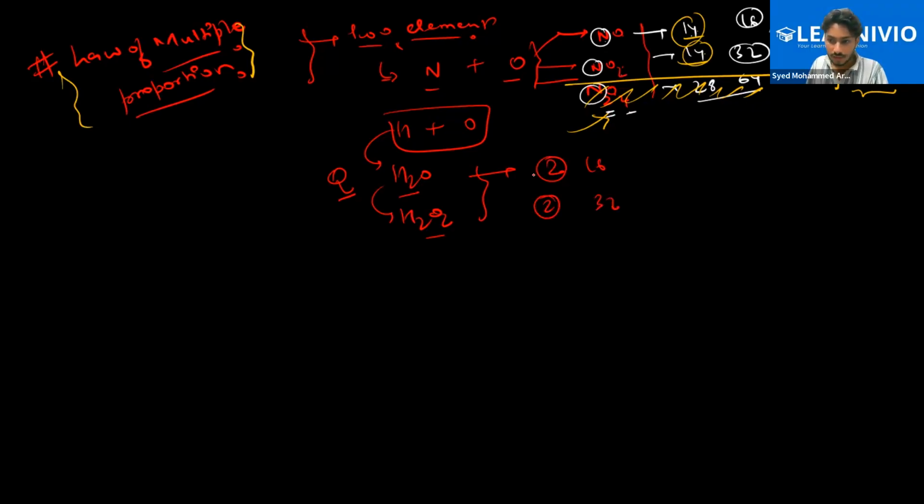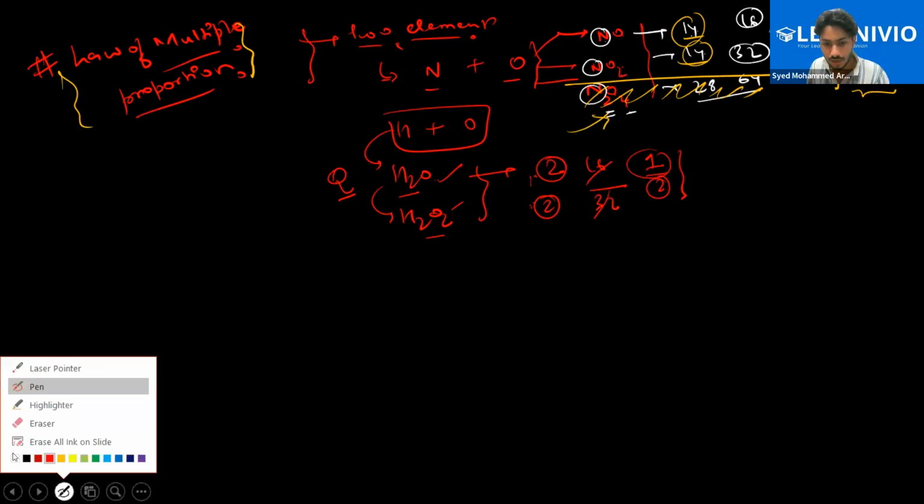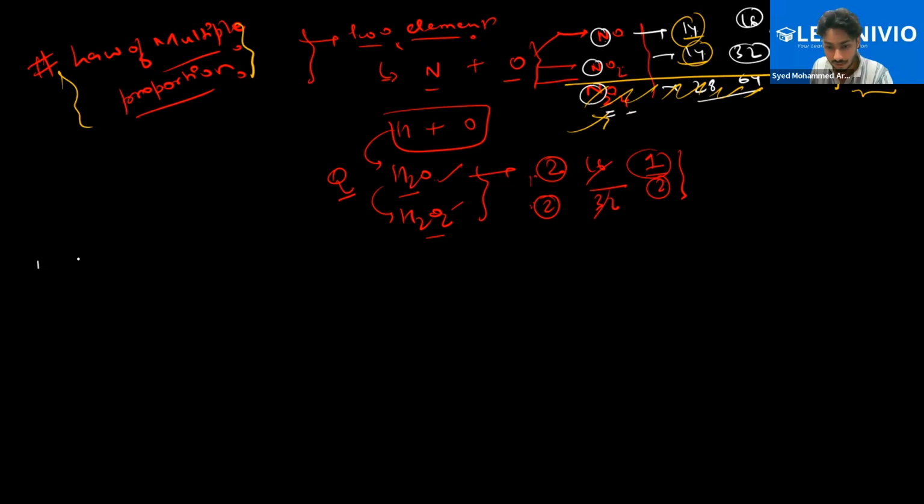So this is the constant mass, and if I take the ratio of the oxygen, the other element, I'll get a simple whole number ratio. The whole number ratio is 1 is to 2, a simple whole number ratio. So this is what multiple proportion says. I am going to write the definition, so it'll be easy for you to understand later on.